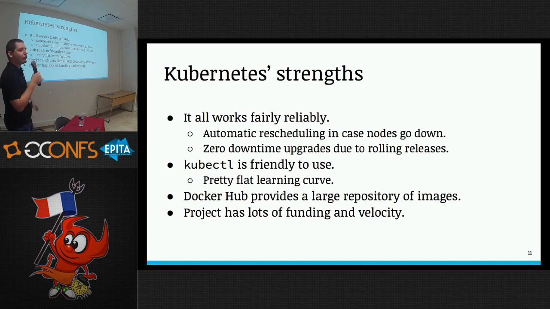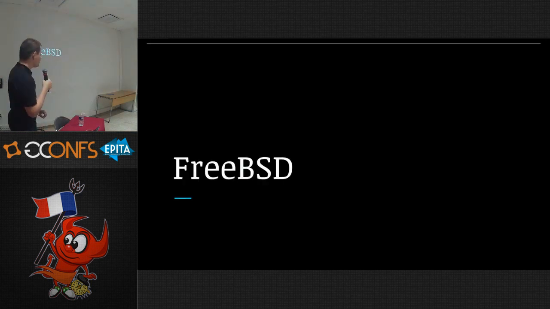kubectl, the tool, is really friendly to use. If you've used it for a day or so, then you basically understand 90% of its functionality, which is pretty good. Docker Hub is also pretty good in the sense that you have Docker images for anything you can think of. And the Kubernetes project has a lot of funding and momentum behind it. It isn't going to disappear anytime soon. So, FreeBSD.